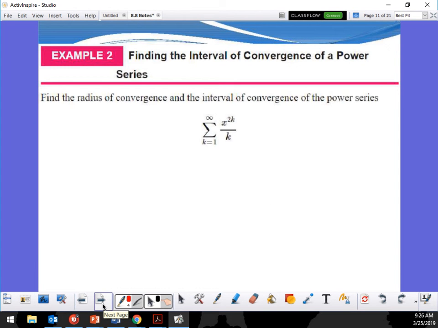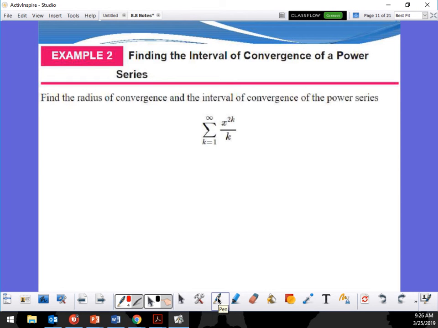Okay. Find the interval of convergence and the radius of convergence of the power series. Okay, so let's do this. What test do you want to use? What test has been very, very good so far? Let's do the ratio. All right, so do the ratio test.